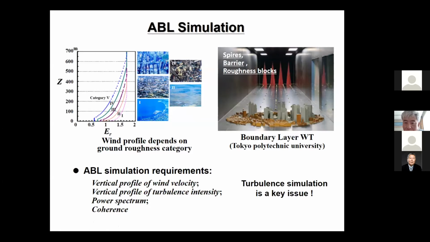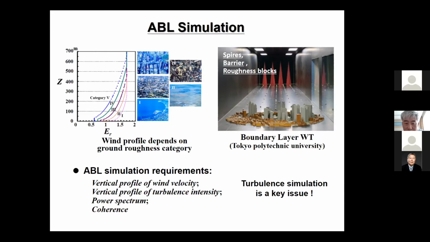On the right side, you can see we use spires, the red ones, and also roughness blocks to develop this kind of turbulent boundary layer. After we simulate such a velocity profile and also turbulent intensity, we can run a lot of tests in the wind tunnel. So here you may find that the turbulence simulation is a key issue for wind tunnel modeling.